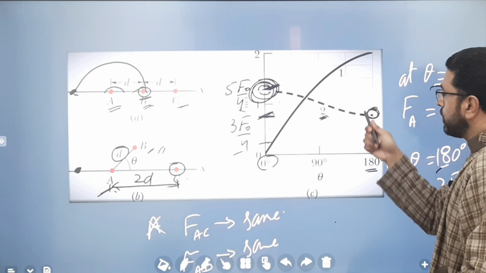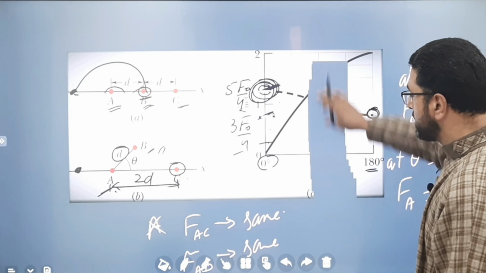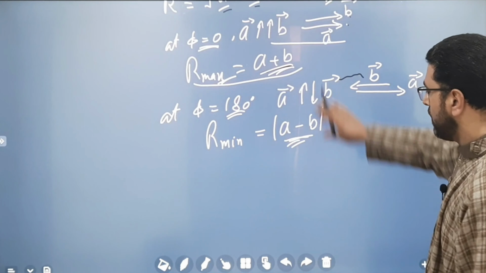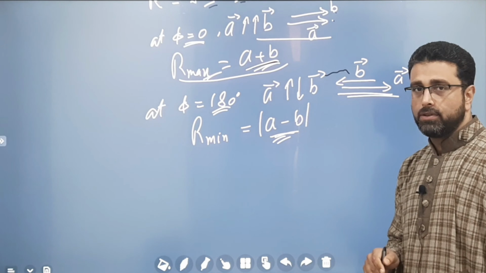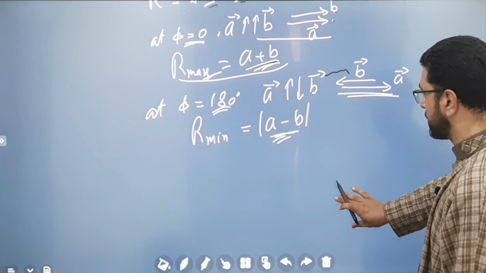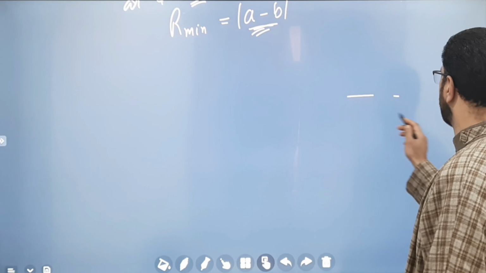Then here the resultant of the two forces is minimum. And when is it minimum? When two forces are in opposite directions. So we are given two situations.